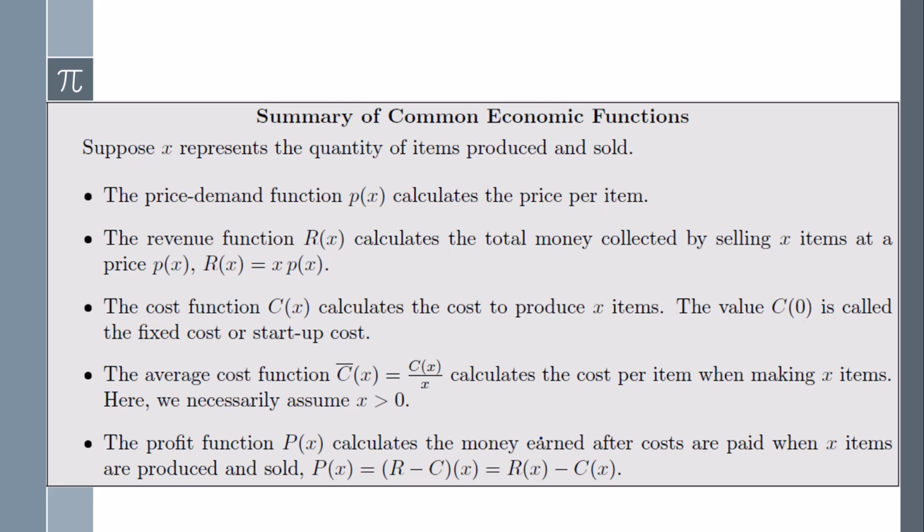To simplify everything into one chart, here are all the different functions. The price demand function is lowercase p of x. This is something you should get down. Your revenue function is x times your p of x. Your c of x is your cost function. Your average cost function is c bar, your cost function divided by x. And your profit function is your revenue minus your cost.